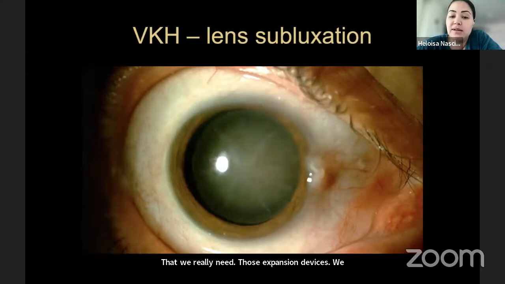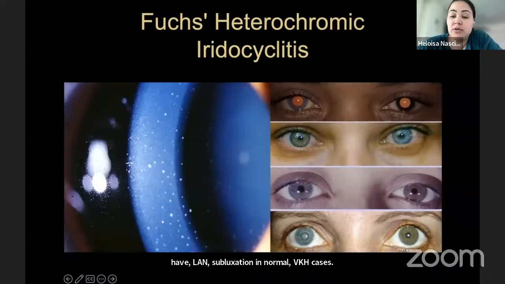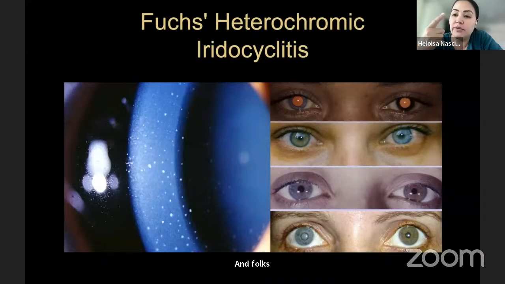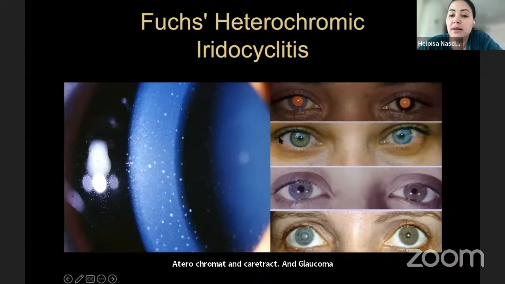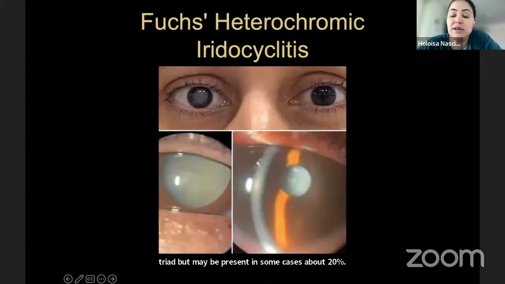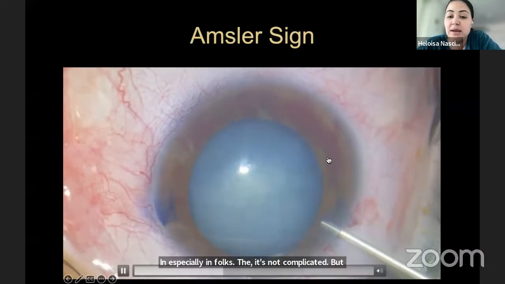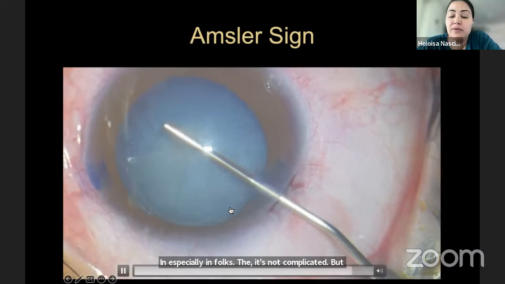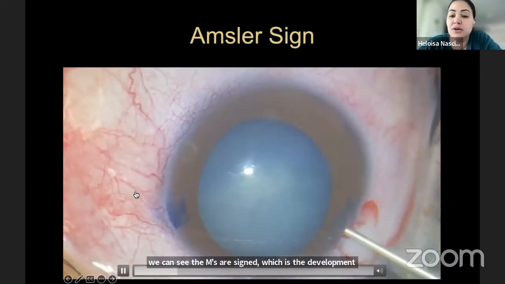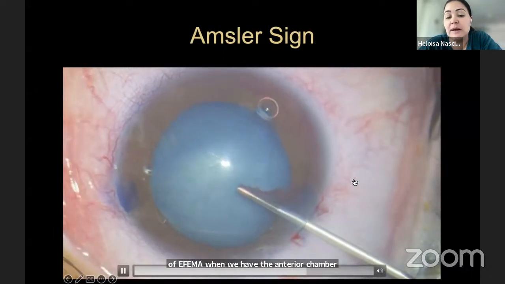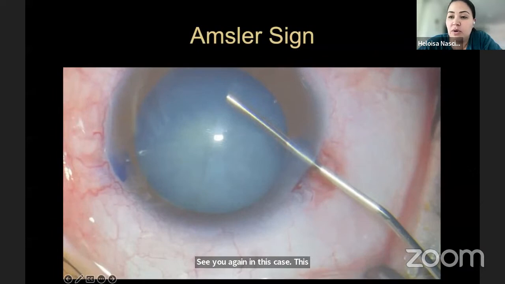We can have lens subluxation in VKH cases, and Fuchs heterochromic iridocyclitis is a triad of uveitis, heterochromia, and cataract. And glaucoma is not on the triad, but may be present in some cases, about 20%. Especially in Fuchs, the cataract is not complicated, but we can see the Amsler sign, which is the development of hyphema when we have the anterior chamber decompression, as we can see again in this case. This patient did very well. She was hand movements, and now she is 20/20 and she has no glaucoma.